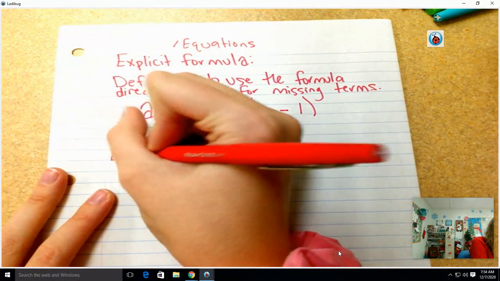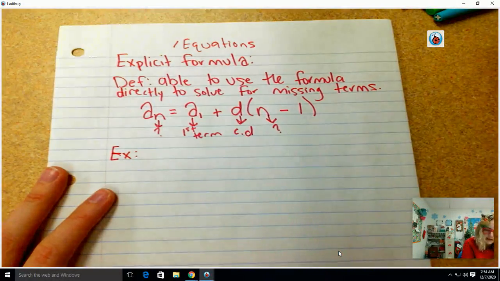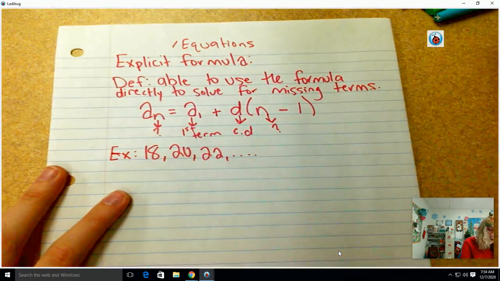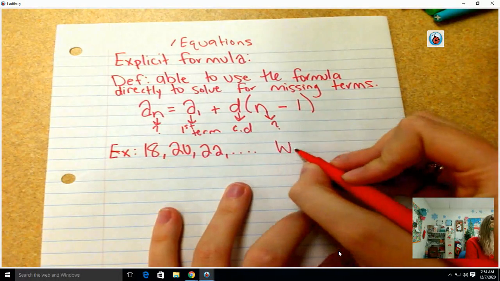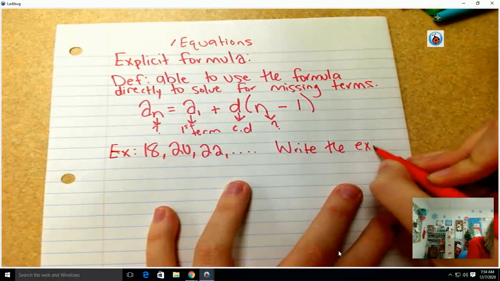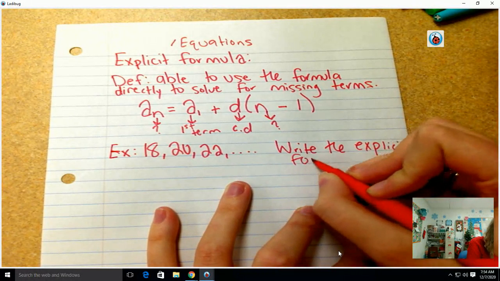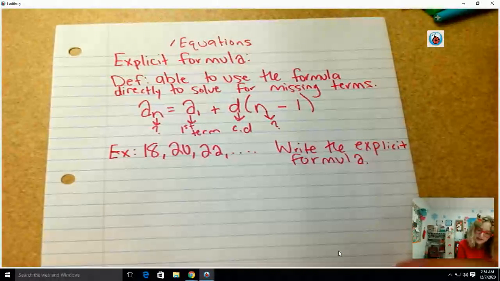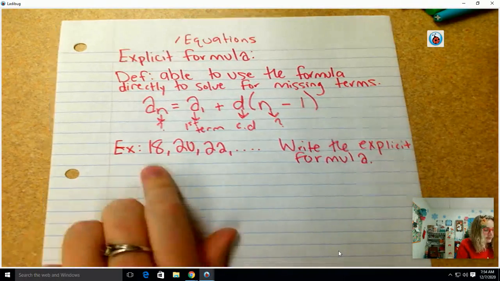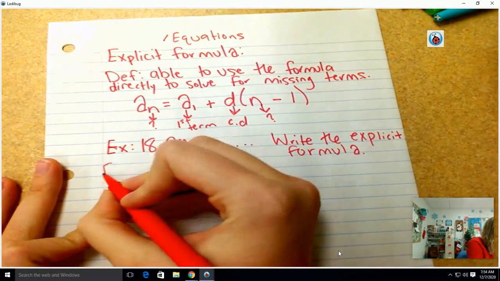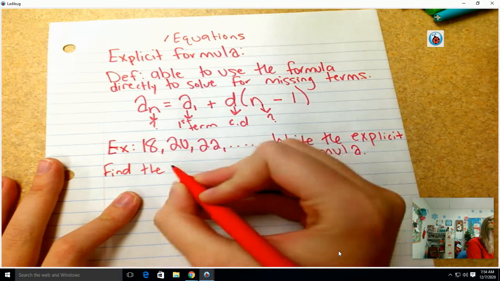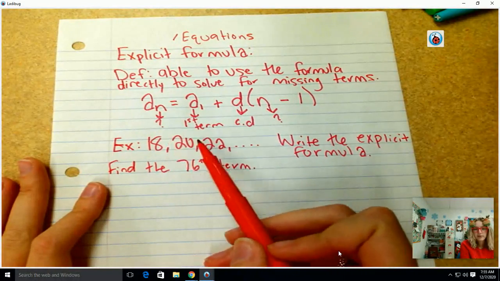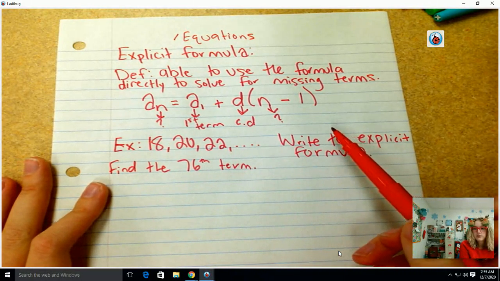So, for example, wow, I'm horrible at making these. If we are given the sequence 18, 20, 22, ... and we are asked to write the explicit formula, so for instance, if we wanted to find the 76th term. I think all of us can recognize this is going plus 2, all the way up. That's our rule for the sequence, is adding 2.